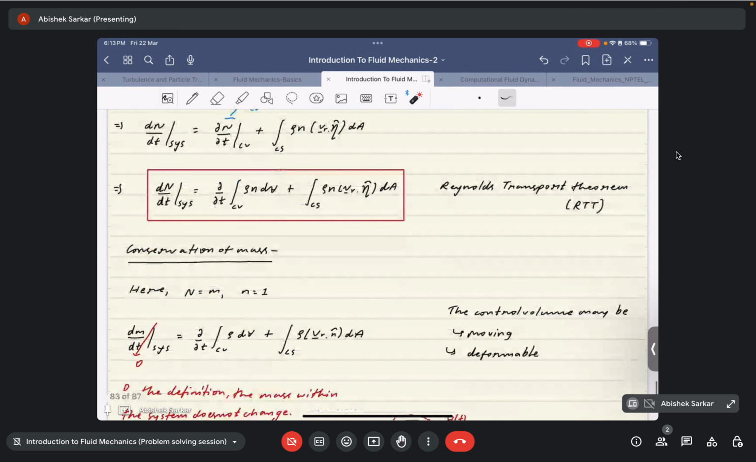Okay, so this control surface integral gives us the net efflux out of the chosen control volume. In this equation, capital N denotes the extensive property that we are going to conserve, say mass, momentum or energy. And small n denotes the respective intensive property of N. If it is energy, then small n would be energy per unit mass. If it is momentum, then it would be momentum per unit mass. So basically small n is equal to capital N by m.